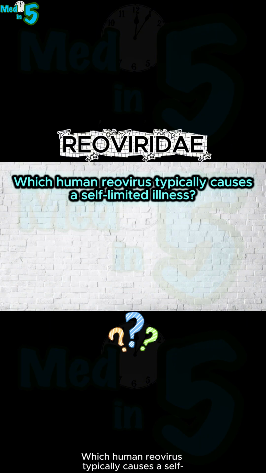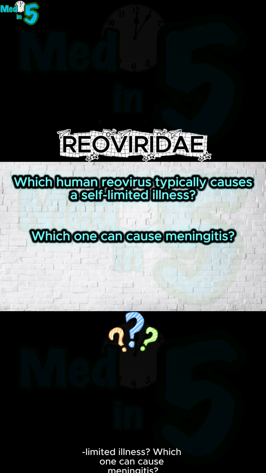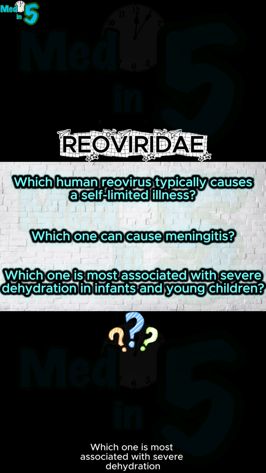Which human reovirus typically causes a self-limited illness? Which one can cause meningitis? Which one is most associated with severe dehydration in infants and young children?